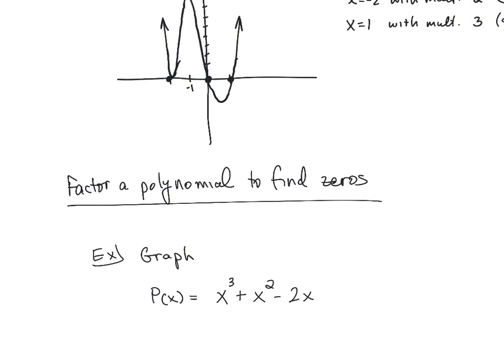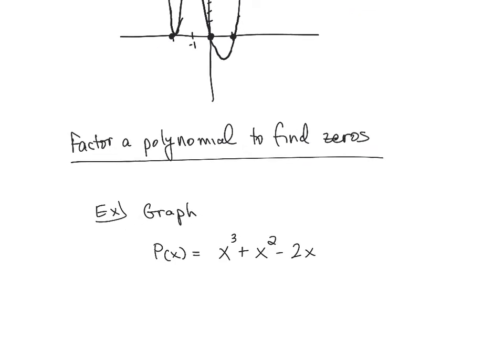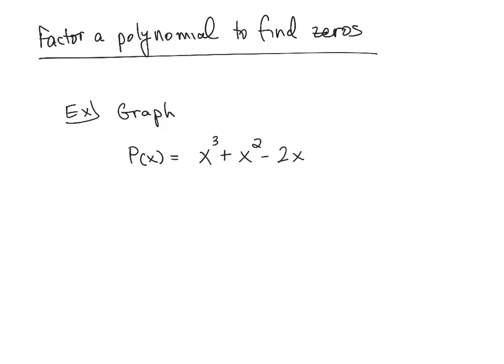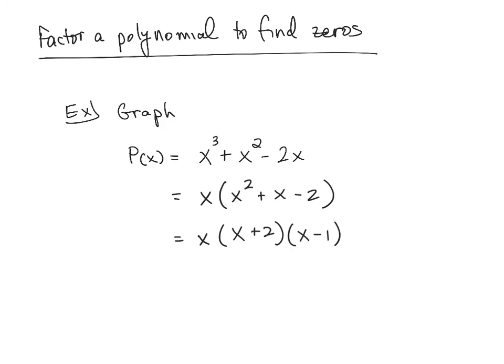Okay, we're to the last learning target here. Sometimes the polynomial, and actually, to be honest with you, most of the time the polynomial is given to you in general form like this. And so first, you need to factor the polynomial to find the zeros, and then you proceed as we've done with these last two examples. So with this one, I would factor out an x first, and then continue to factor that quadratic expression to write the polynomial in factored form.